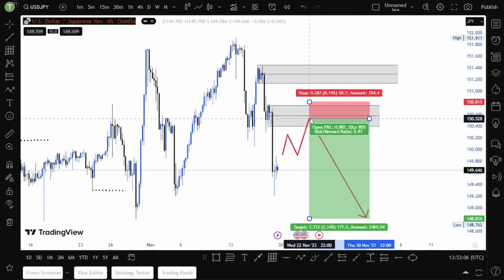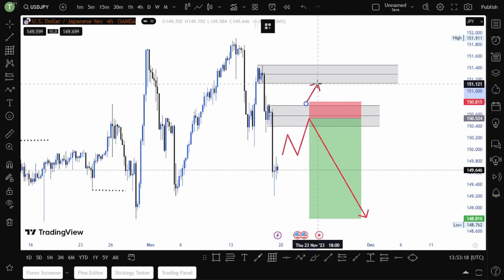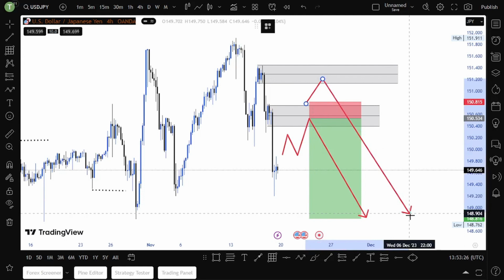That will be our first entry on USDJPY, guys. So now if price breaks structure here, then we will be entering our sells where? We'll be entering our sells at the second demand zone.